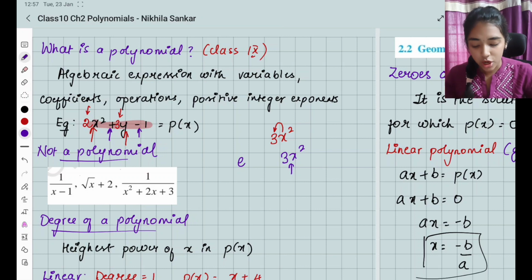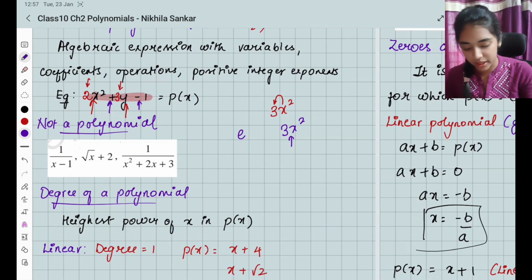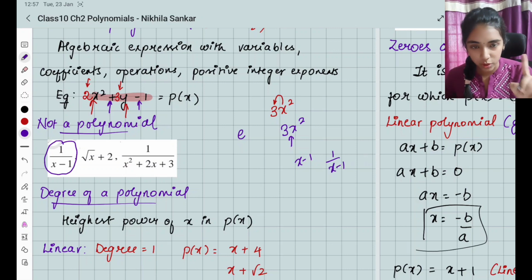Now, which is not a polynomial? If not a polynomial na, it always has to be in the numerator. But in the example, it is in the denominator. You have 1 by x minus 1. x minus 1 is a polynomial, but 1 by x minus 1 is not a polynomial. Okay, so edu polynomial, edu polynomial illenu theriyano.